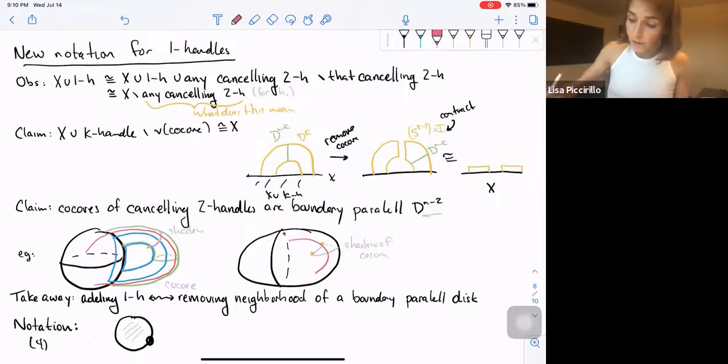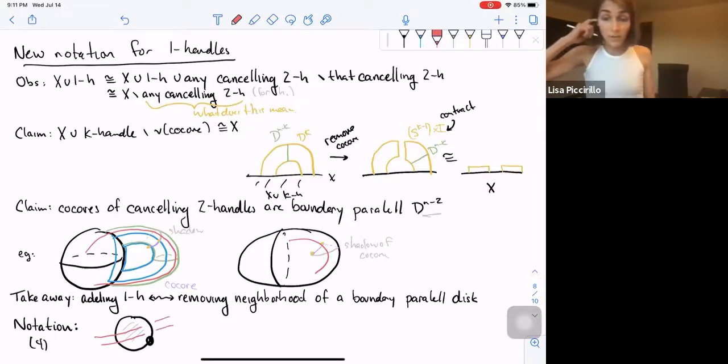And I suppose a final comment is, as I said up here, if there had been additional 2 handles running over this 1 handle, well, they would hit this shadow disk. What that indicates for us here is that any 2 handles running over the 1 handle this came from are going to need to run through this disk, and so run through the unknot that we drew.